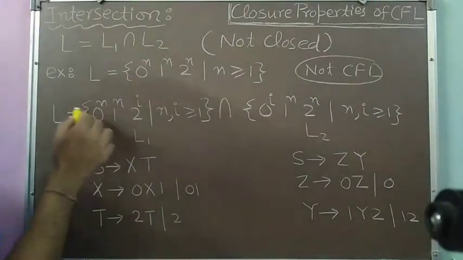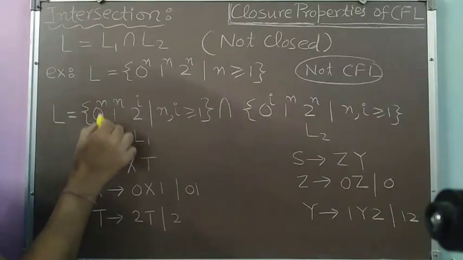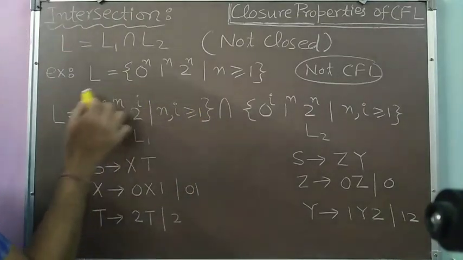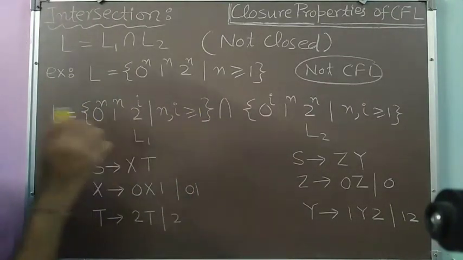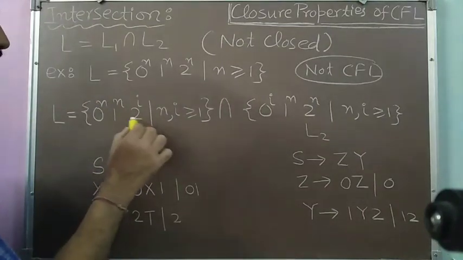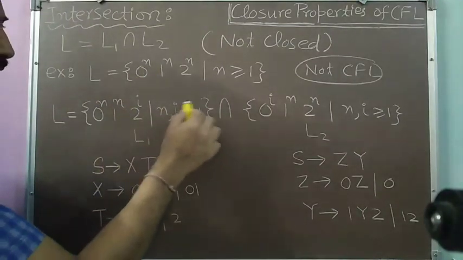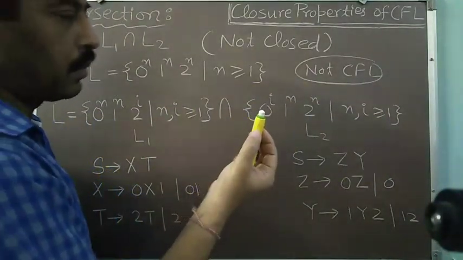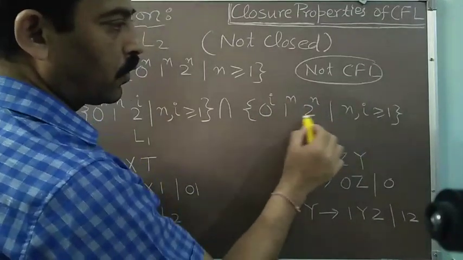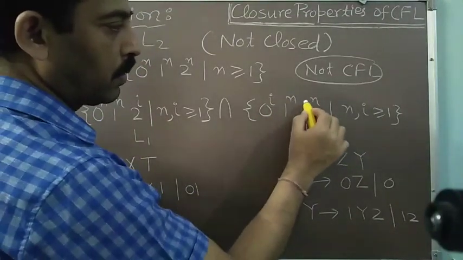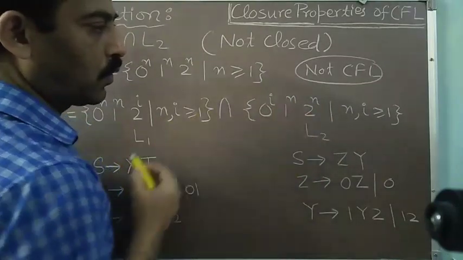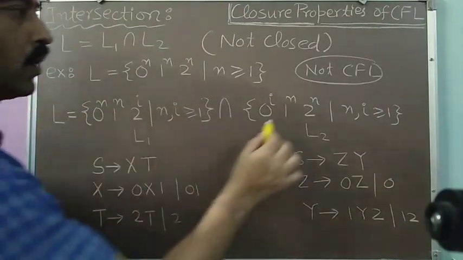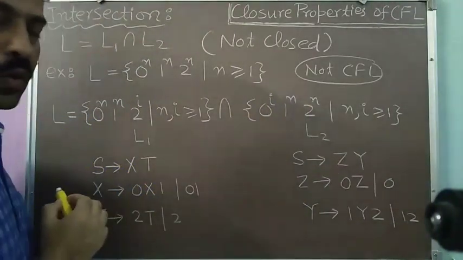So L, I am rewriting it in the form 0^n 1^n 2^i, such that n, i greater than or equal to 1. It means in this language, the number of zeros and the number of ones need to be equal, but any number of twos may come, greater than or equal to 1. In the second language, the number of zeros may be arbitrary, but the number of ones and the number of twos should be equal: 0^i 1^n 2^n. So this language is saying the number of zeros and ones should be equal, and this language is saying the number of ones and twos should be equal.